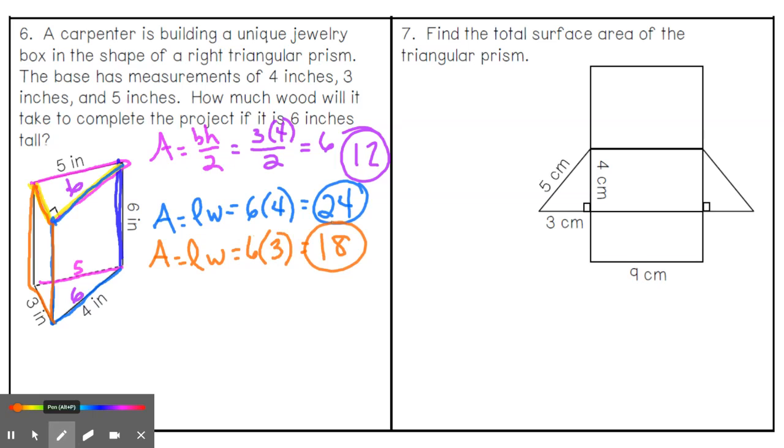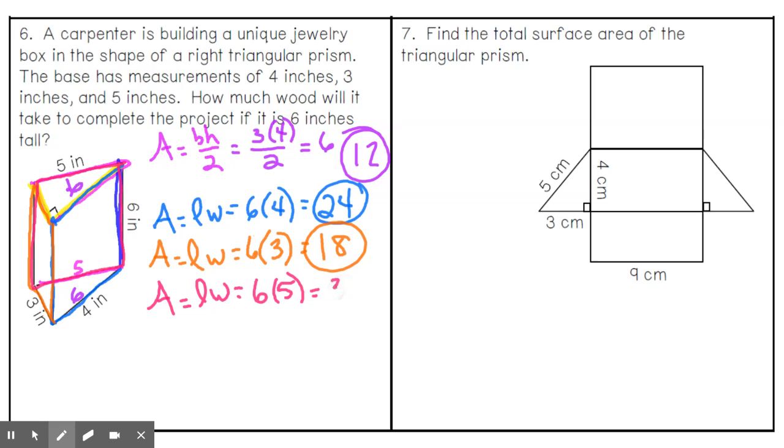And then we have one more. Okay, so that's going to be this back one that we have not done yet. And it is also 6 inches tall and 5 inches wide. So area is length times width. So 6 times 5 is 30. Okay, so what I want you to notice about this is because it's a right triangle, our bases, then that means that our rectangular faces are all different. So notice we had 3 different measurements for our rectangular faces.